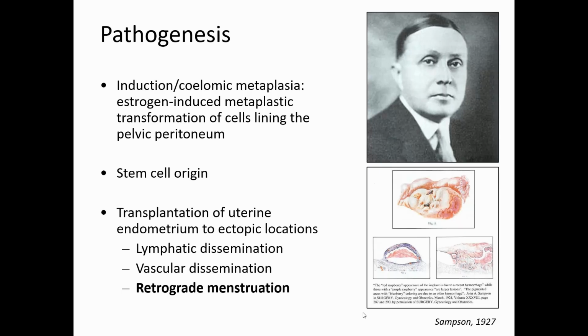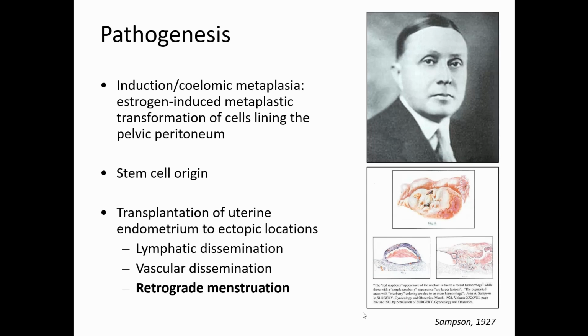And as I mentioned, one of the more compelling theories associated with the displacement of intrauterine endometrium to ectopic locations, particularly in the pelvis, is that of retrograde menstruation. Other transplantation possibilities include lymphatic, as well as the vascular dissemination of endometrial fragments during menses to more distant locations.